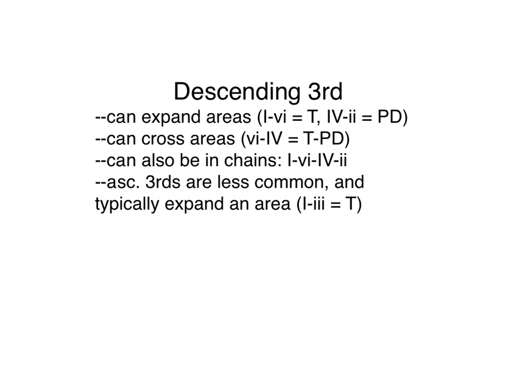The next root progression we'll study is the descending third. It can expand areas, as for example, a 1 to a 6 can expand the tonic area. A 4 to a 2 can expand the predominant area. Or it can cross areas. 6 to 4 crosses from tonic to predominant. Therefore, we could also make chains of these, 1, 6, 4, 2, for example.